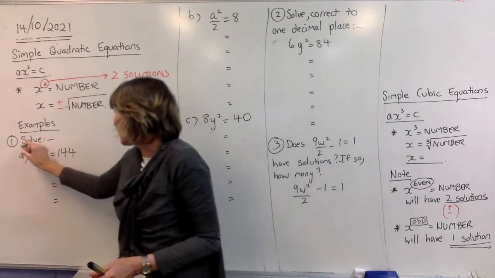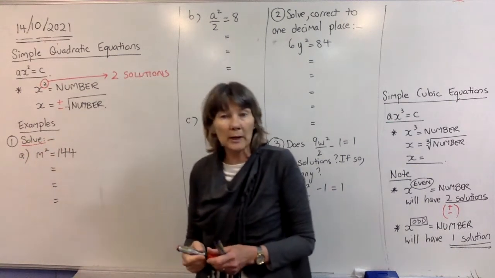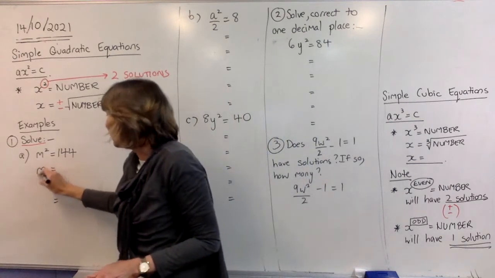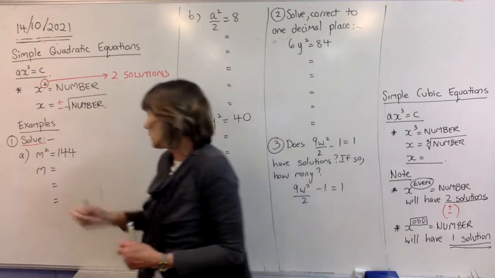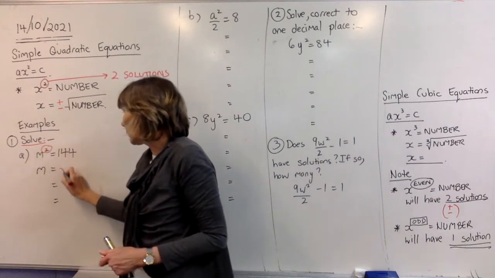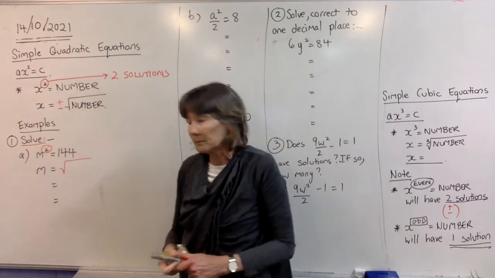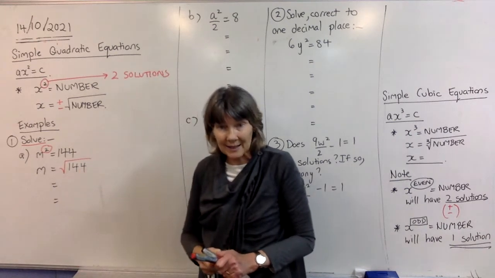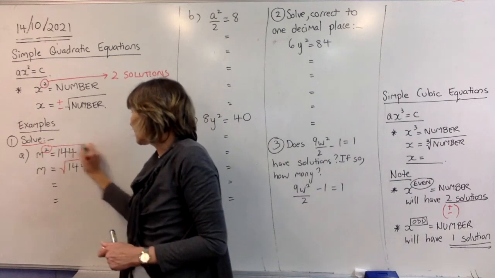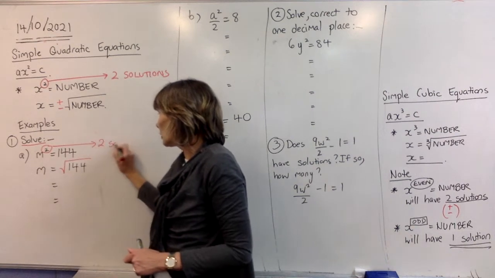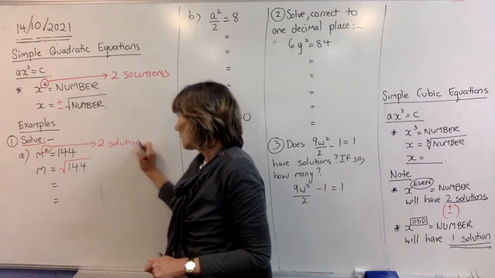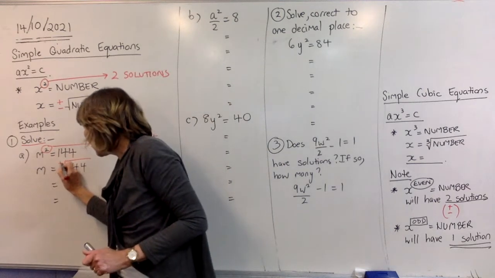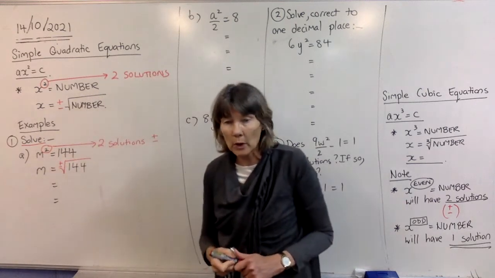We're solving these equations. So we're doing m squared equals 144. You want to get the m by itself to solve it. So we want to get rid of our squared by square rooting over here, like we normally do, square rooting 144. But we know that that tells you that you're going to get two solutions. One of them will be a positive and one will be a negative. So they get written in here, and now we're going to work it out.